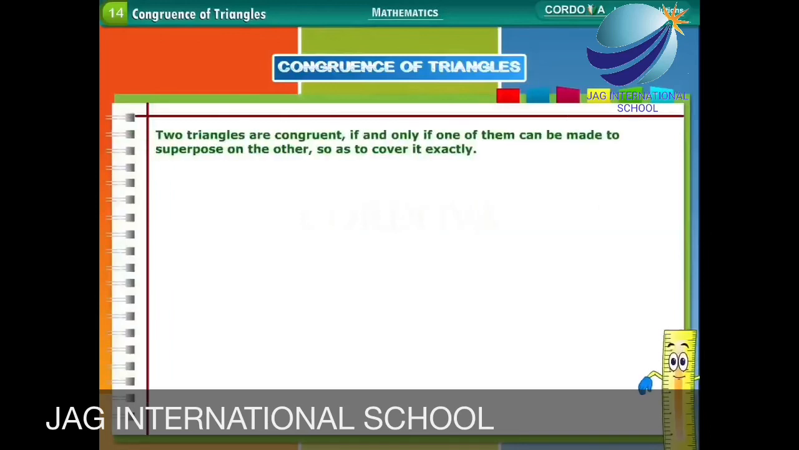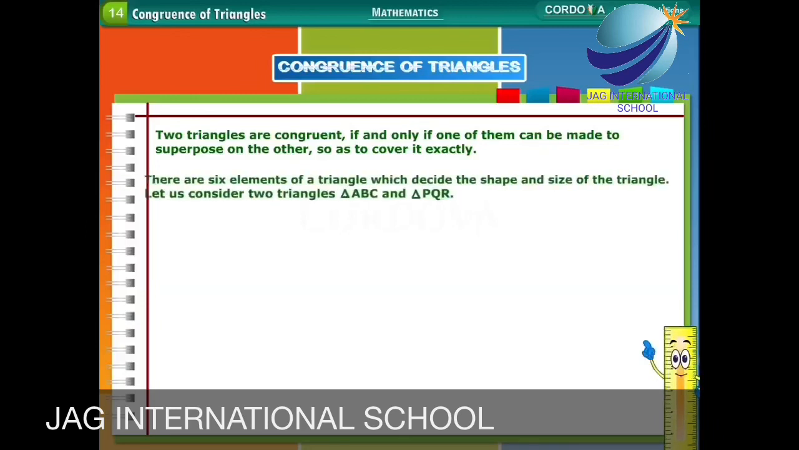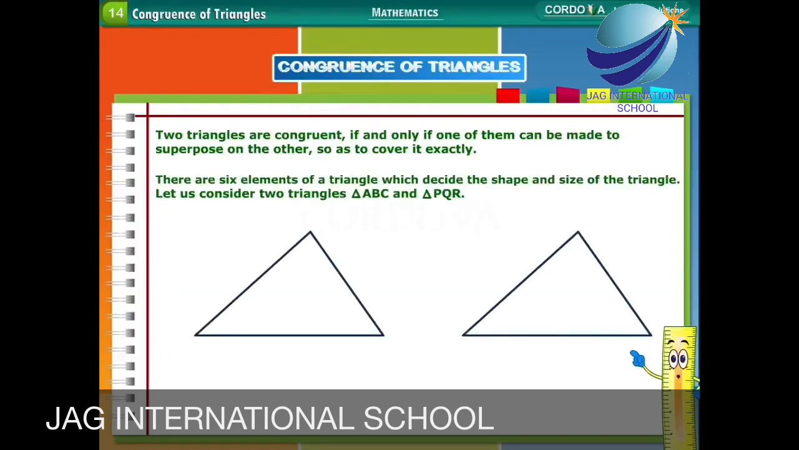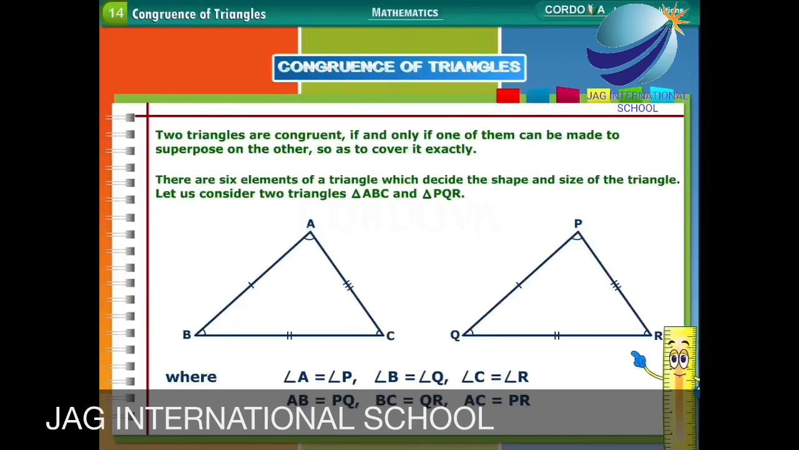Two triangles are congruent if and only if one of them can be made to superpose on the other, so as to cover it exactly. There are 6 elements of a triangle which decide the shape and size of the triangle. Let us consider two triangles, triangle ABC and triangle PQR, where angle A = angle P, angle B = angle Q, angle C = angle R, AB = PQ.